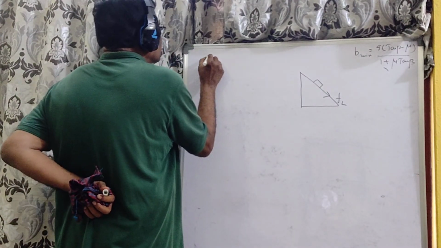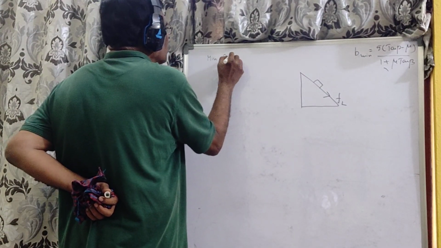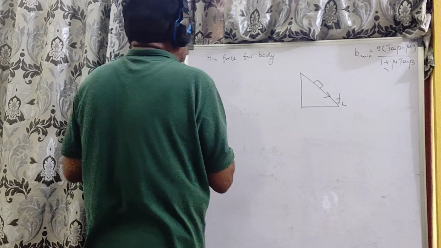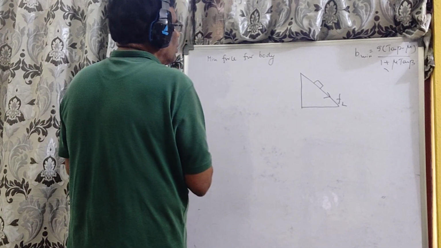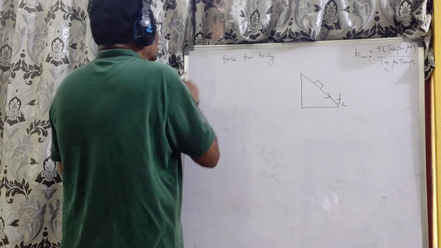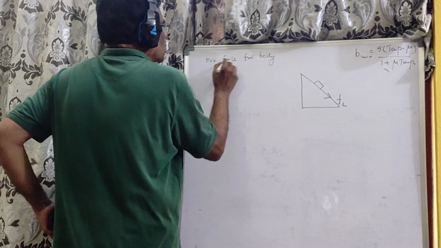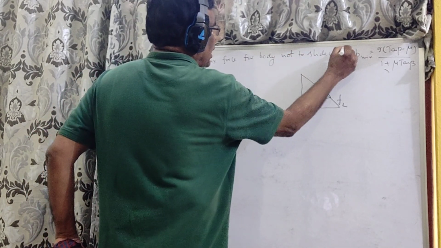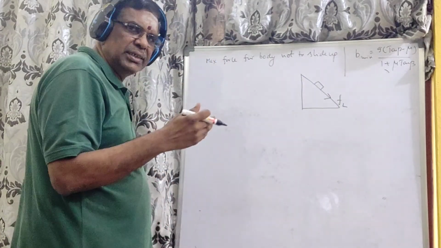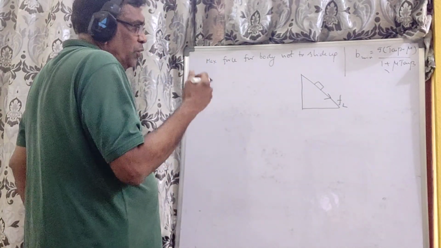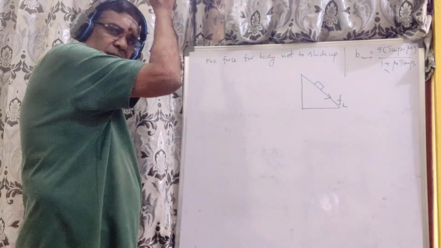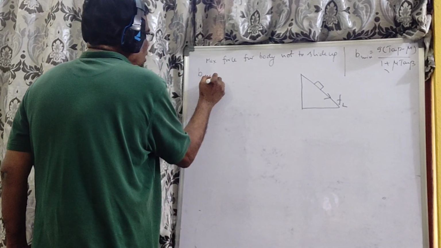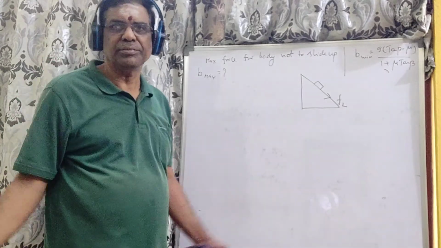So, minimum force for the body not to slide up. You increase it. What is that maximum? If you go beyond, the body would slide up. So maximum force, or I may say, what is B max? Either way.